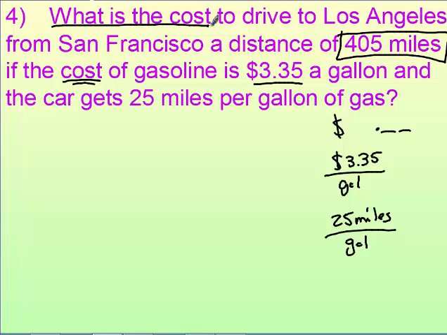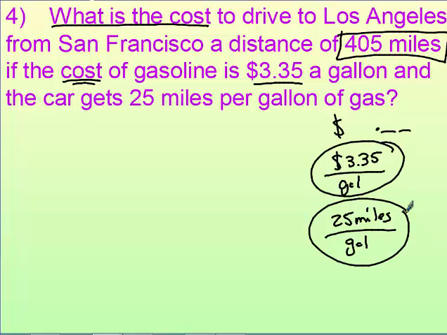So this problem was a little bit different than problems 1 through 3 because they gave us 2 conversion factors that we're going to need to use when solving, or that we could use. We may not necessarily use both of them. They could give you extra information, but in this case, we did need to use both of them. So the first thing that we're going to start with is what they gave us, 405 miles.